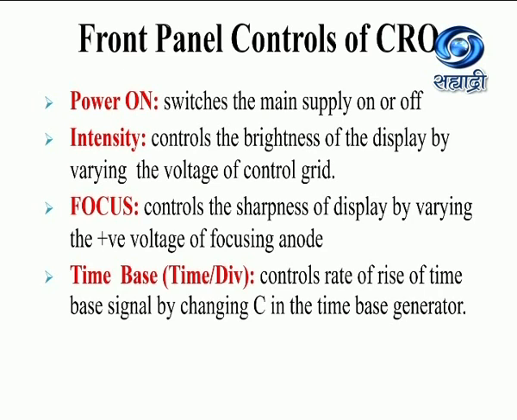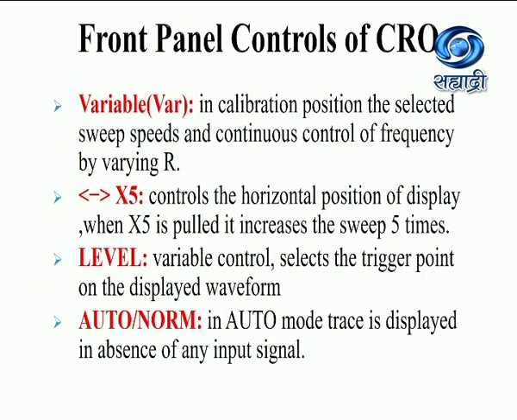Then we have time per division, or you can say time base. This control is used to control the rate of rise of the time base signal by changing C, that is the capacitor, in the time base generator. So it will change the time base signal and it will automatically change the rise time of this capacitor. Then we have variable, that is VAR.